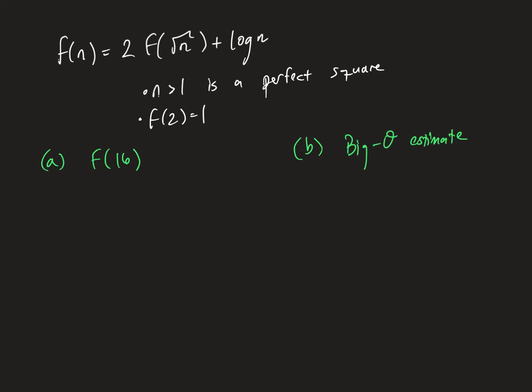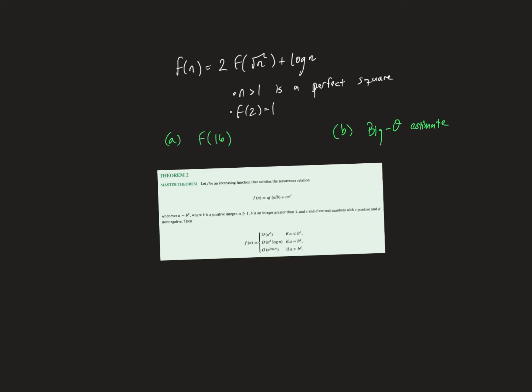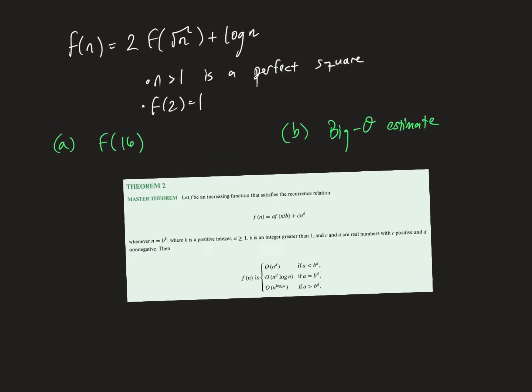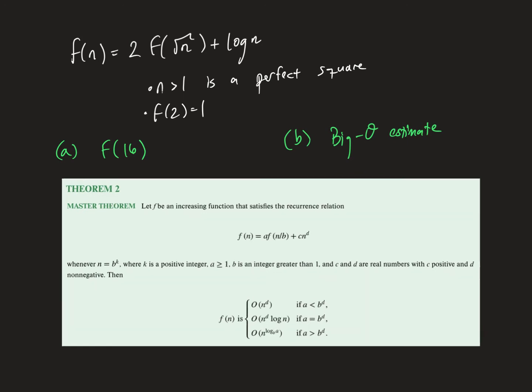And we're going to rely on a theorem. Okay, let me pull this up. So this is the main theorem of this section, where it gives a big O estimate of a function of the form f of n equals a f of n over b plus c n to the d. Obviously, the function we have up above is not written in this form. But what we can do is a kind of change of variables and get a new function in this form that we can get the big O estimate from. Okay, so that's what we're going to do.